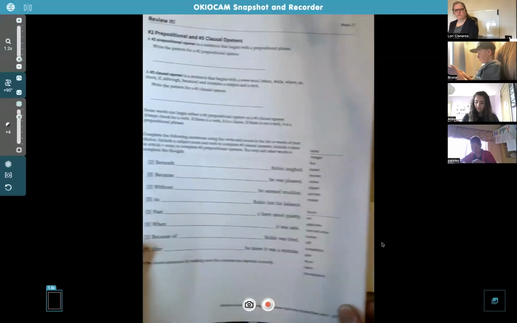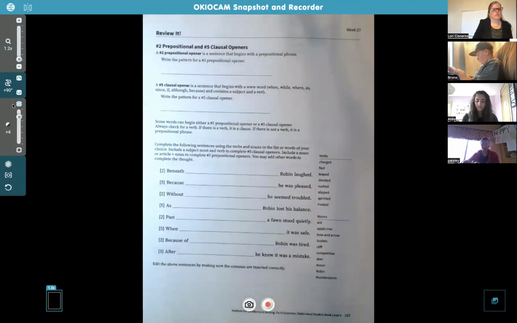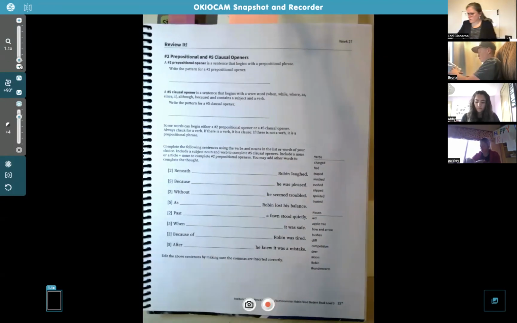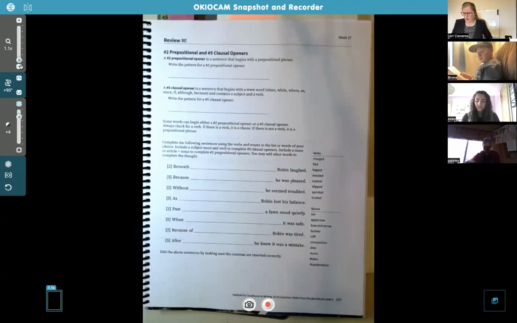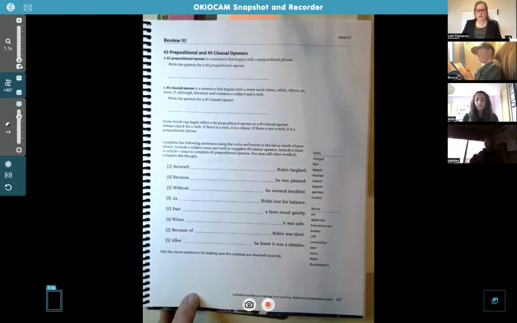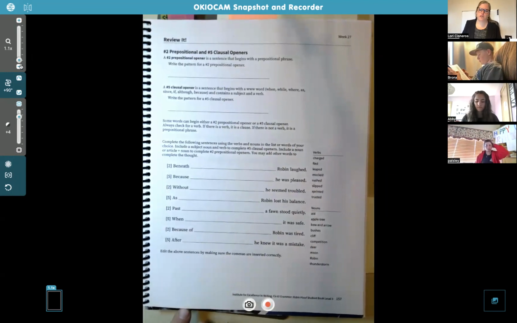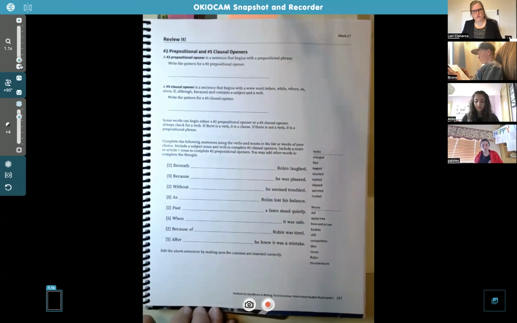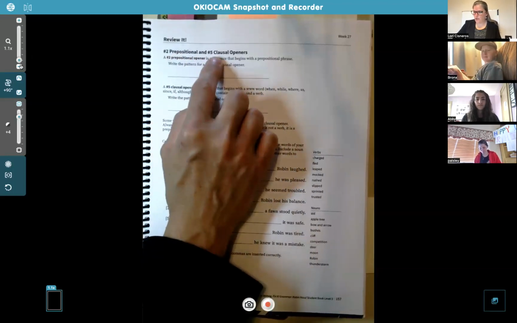And we're going to start with grammar. So this is page 157. Okay. It's a review page. 157 is where I'm at. Talking about openers, we already know pretty much all the openers. You guys are almost done with this book, which is pretty cool. So just a few more lessons. After today, there's only 3 classes left. It's crazy. So we're talking about prepositional and clausal openers.